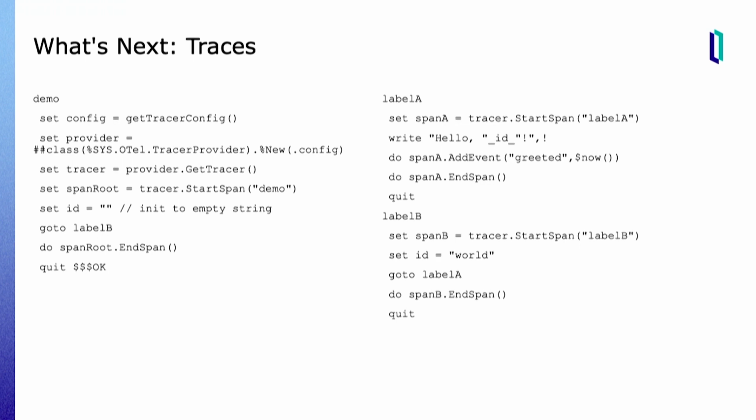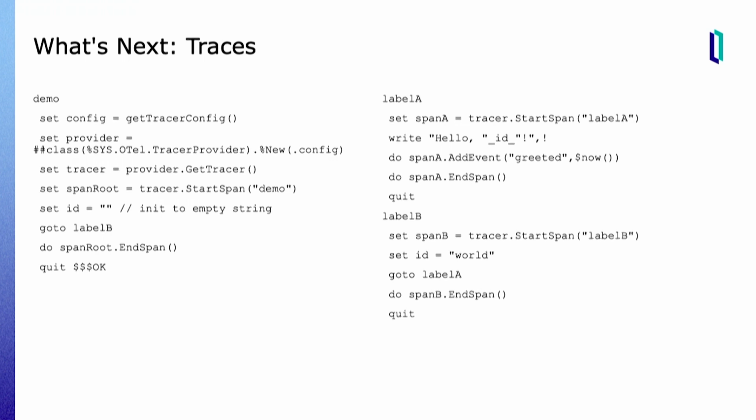And I give that span a name called demo. And you'll see that in all of these cases, I name my spans the same as the routine label. That's just because it makes it easy for me to map them. Okay, and now I initialize my ID number, and I say, okay, go to label B. I want to do some work there. I create a new span at this new label.